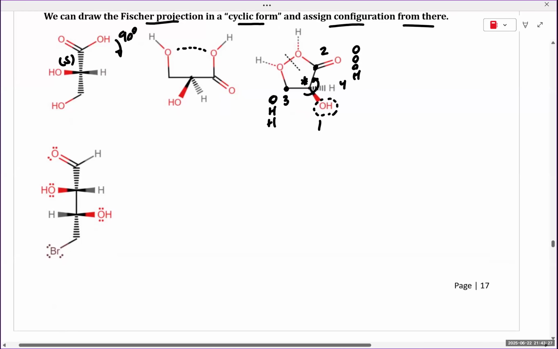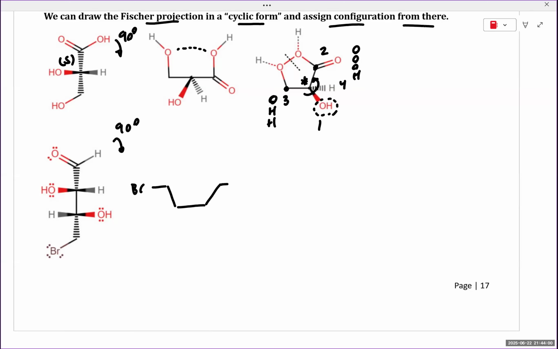So to this end, let's try to apply this cyclic method to the following molecule, and I'd like you to assign the configuration at each stereocenter. So pause the video at this time, and then we'll discuss this example momentarily. Okay, so first and foremost, we're going to rotate this structure 90 degrees. This gives us the following.